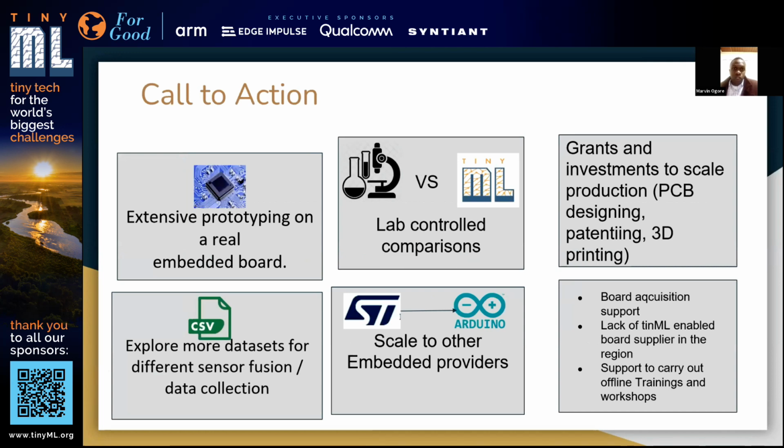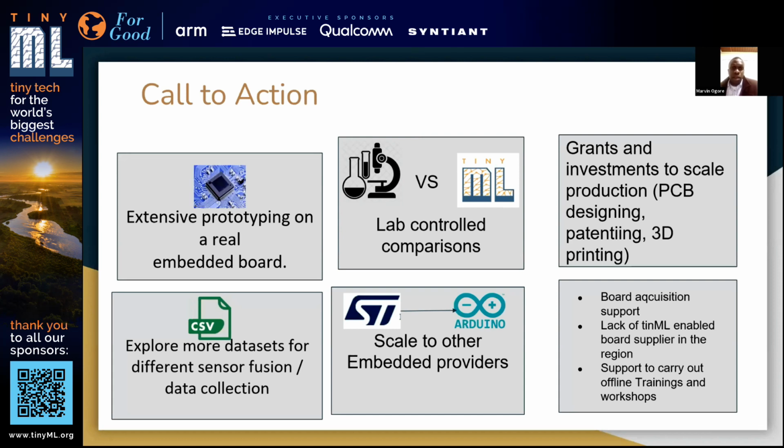Our call to action is to call for partners to help us with extensive prototyping. We need to explore more data sets, since our data set was still low and we had to increase it synthetically. We need to perform lab control comparisons and scale to other embedded providers such as STM and Arduino. We'll be asking for grants and investments to scale production, PCB designing, and board acquisition, and so on and so forth.